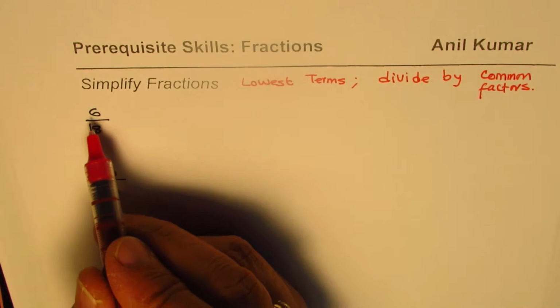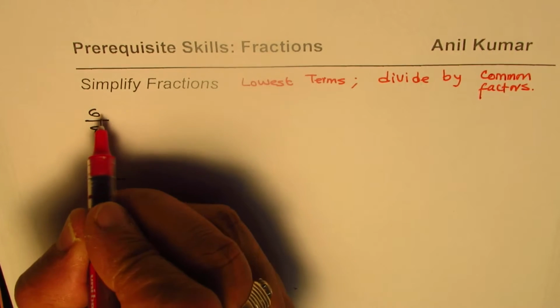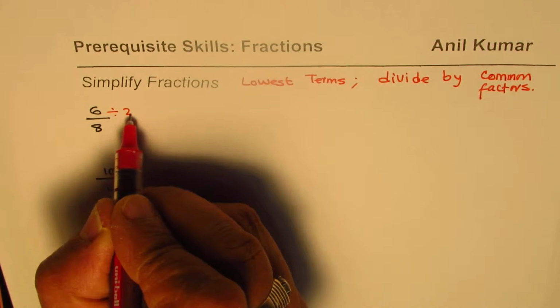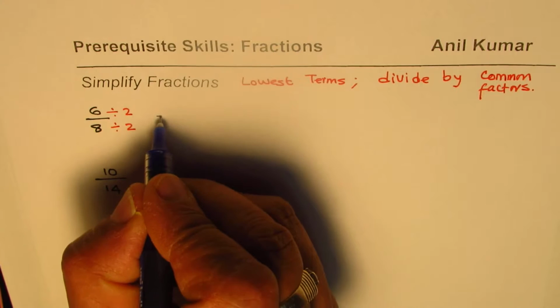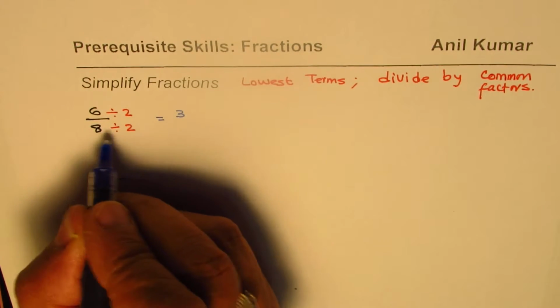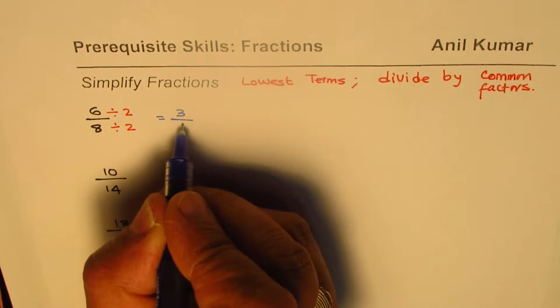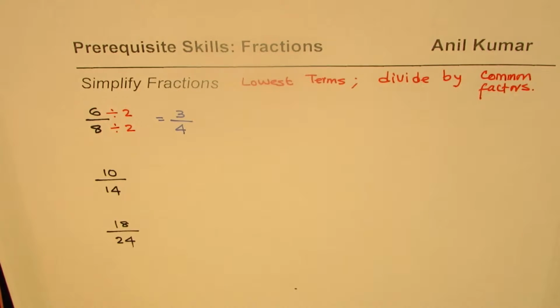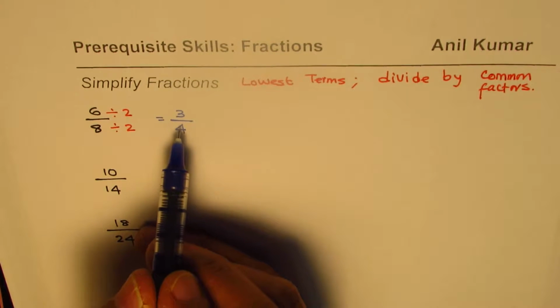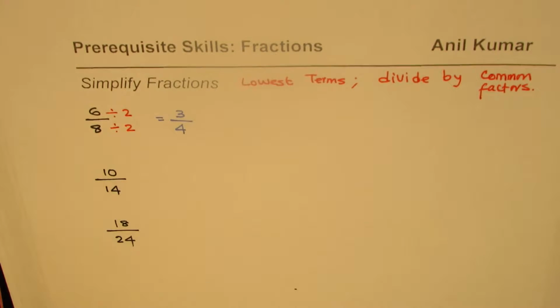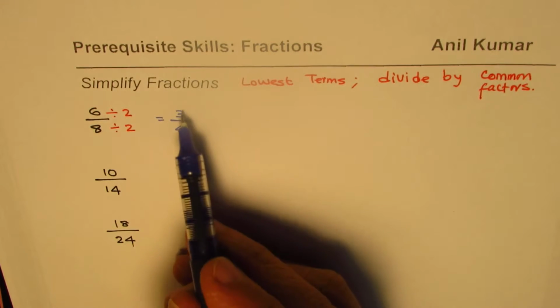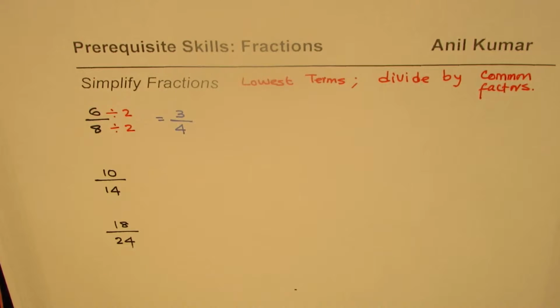6 and 8 both are even numbers, so you could divide both by 2. Once you do that, what do you get? 6 divided by 2 is 3 and 8 divided by 2 is 4. Now we get 3 over 4, which is equivalent to 6 over 8, but 3 over 4 cannot be reduced further since they do not have any common factor, correct? So that is the strategy.